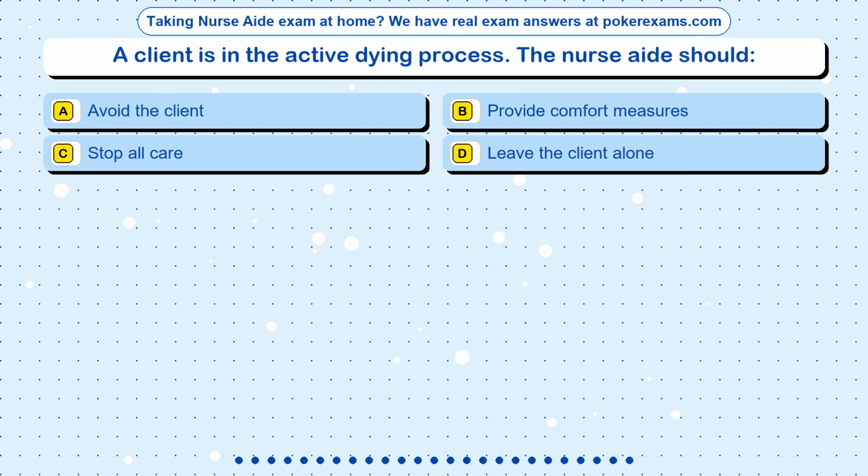Question 4. A client is in the active dying process. The nurse aide should: Option A. Avoid the client. Option B. Provide comfort measures. Option C. Stop all care. Option D. Leave the client alone.